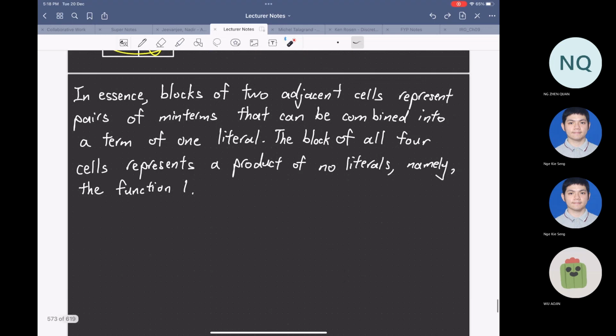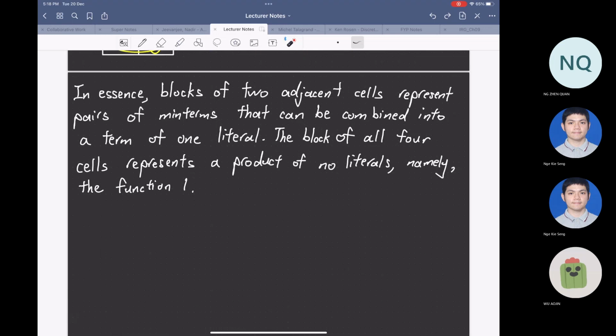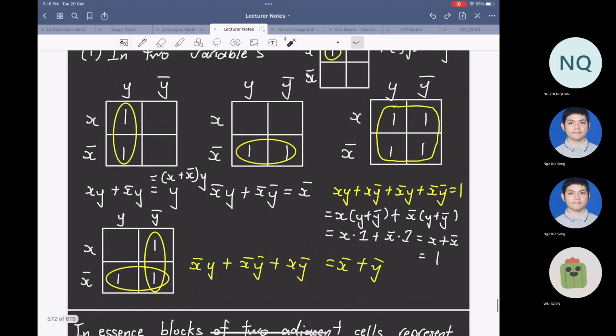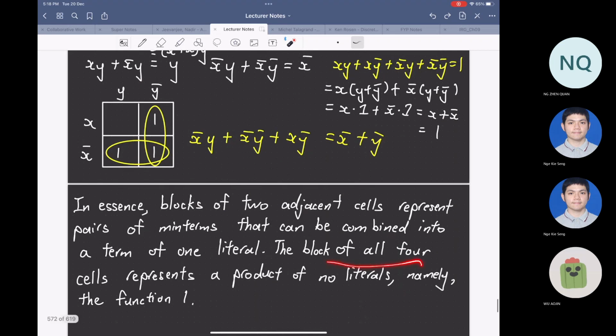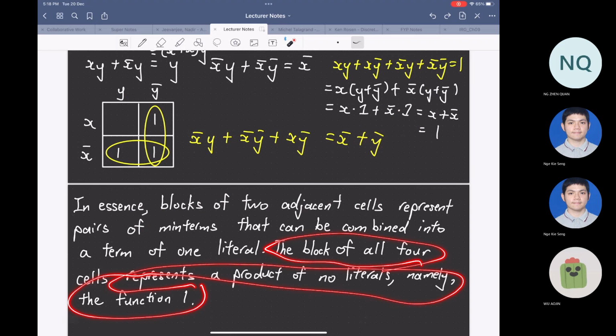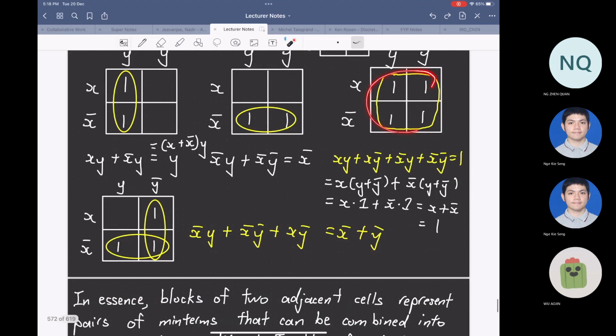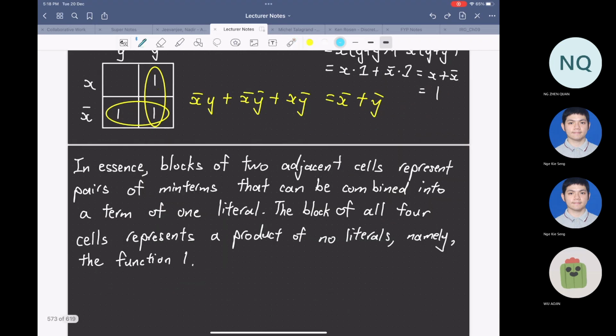So for two variables, a block of adjacent cells can combine into a term of one literal. For adjacent cells, you can reduce to one literal. And then if you have a block of all 4 cells, you can combine into 1. So in this case, 4 combine into 1. This is just to warn you, this is for the 2 variable case.